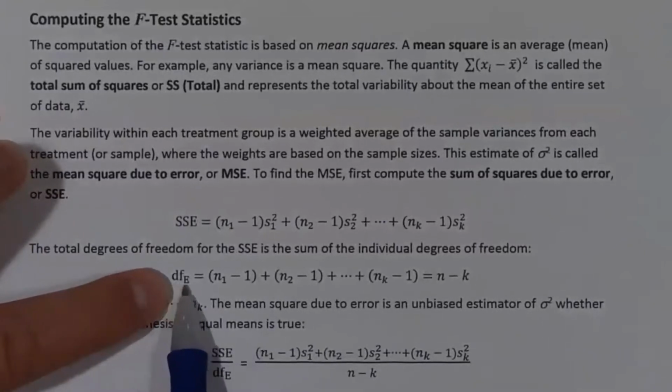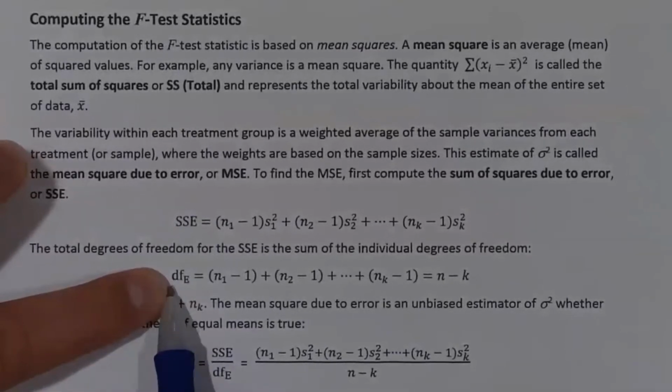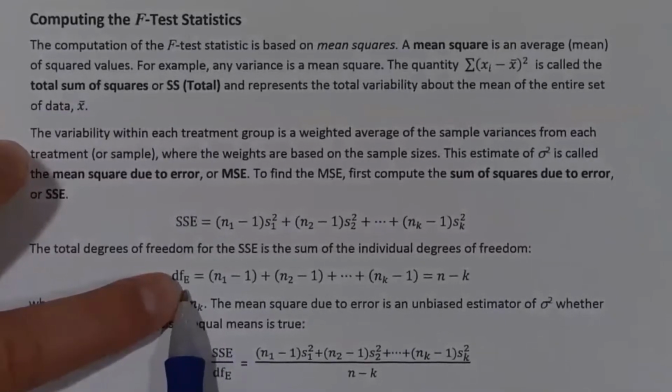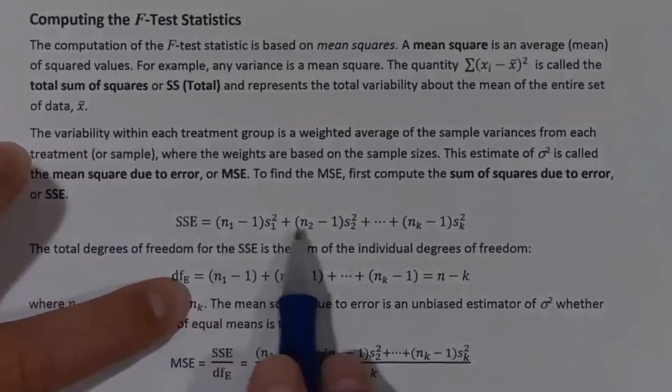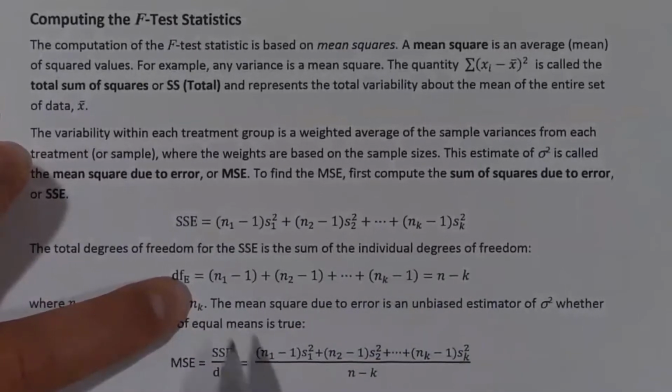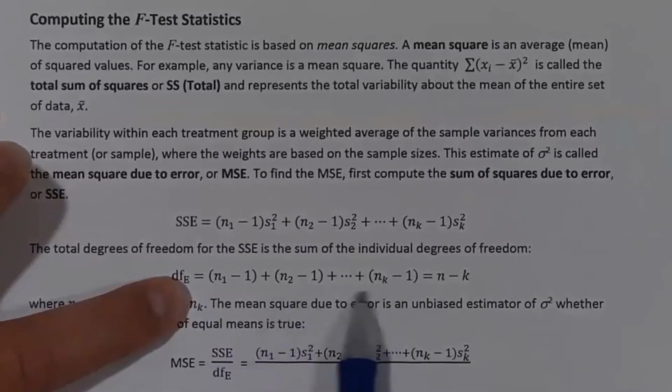I've denoted that by DFE. This is not notation from the textbook, and it's not really standard notation. This is just my own abbreviation for the degrees of freedom concerning the error. That comes from adding up all of the degrees of freedom from all of the samples. So that's just going to be N1 minus 1 plus N2 minus 1, and so on to Nk minus 1.